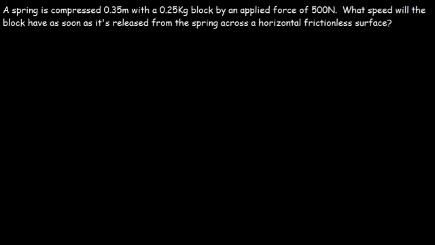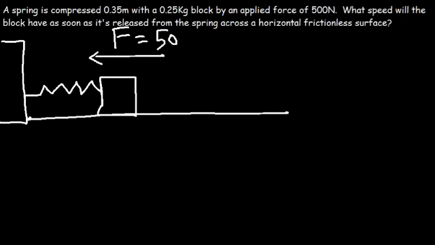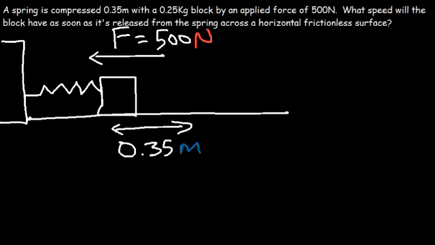Try this problem. A spring is compressed 0.35 meters with a 0.25 kilogram block by an applied force of 500 newtons. What speed will the block have as soon as it's released from the spring across a horizontal frictionless surface? So let's say this is the wall, and we have a compressed spring and the mass attached to it. And let's say this is the horizontal frictionless surface. Now it's compressed by an applied force of 500 newtons, and it's compressed by a distance, let's say, of 0.35 meters, and the mass of the block is 0.25.